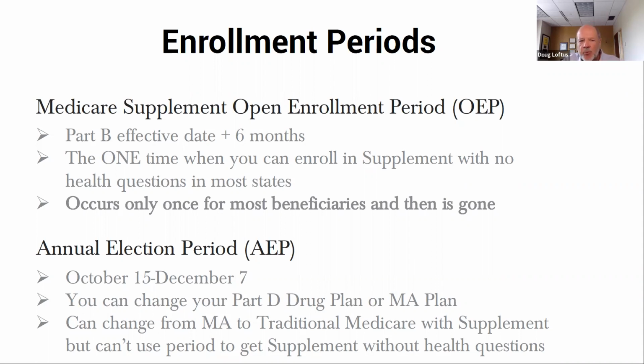You can change your prescription drug plan. You can change your Medicare Advantage plan. And you can actually change from Medicare Advantage back to traditional Medicare or vice versa. You can go from traditional Medicare to Medicare Advantage. The challenge with the move from Medicare Advantage to traditional Medicare, as I said, is getting a supplement. If you have any health conditions, then you have to go through medical underwriting, which may impair your ability to get a Medicare supplement.